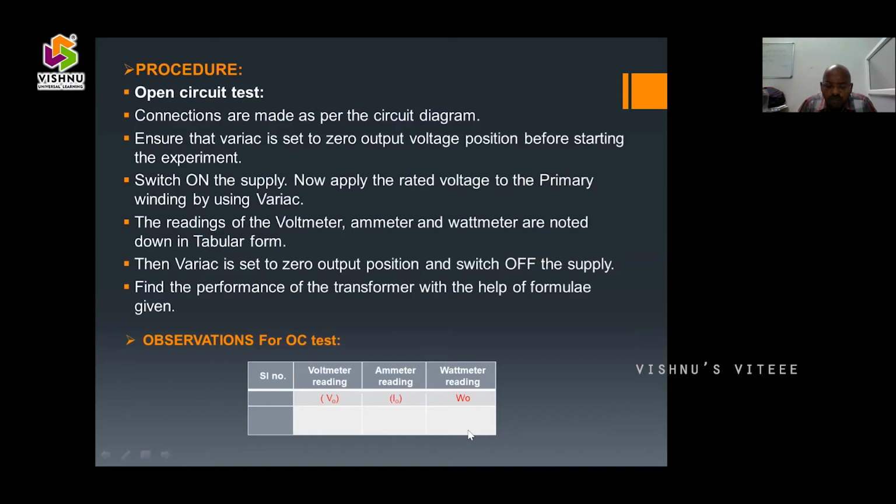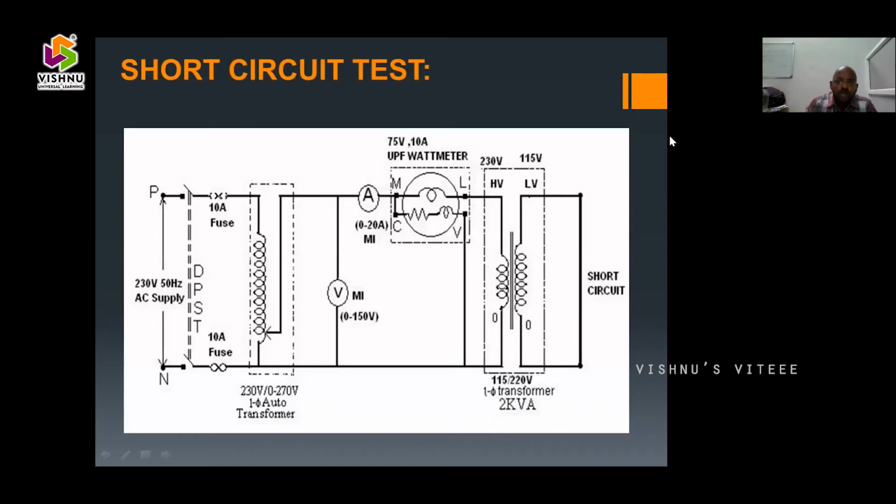Under this single reading experiment, the wattmeter reading W naught shows the power drawn by the transformer. Under no load test, the wattmeter reading represents the constant losses, or iron losses, or core losses of a particular transformer. Now we have found one of the losses from the open circuit test. Now go to the second test, the short circuit test.